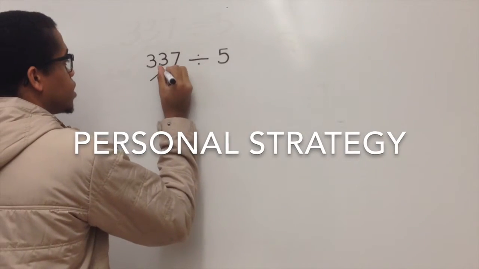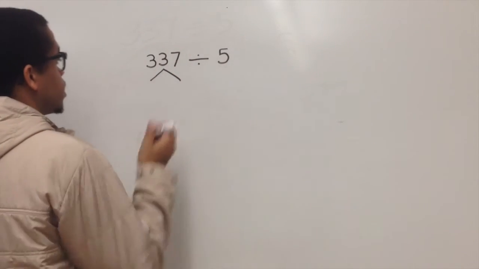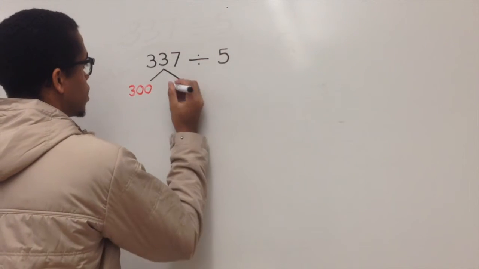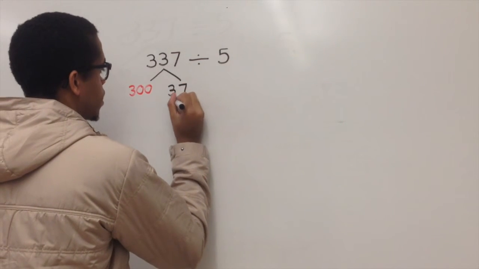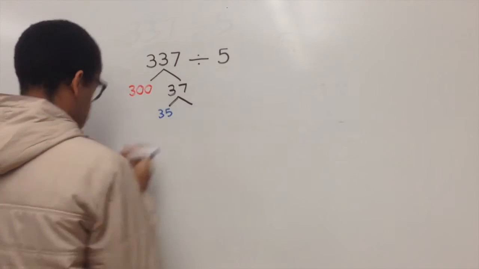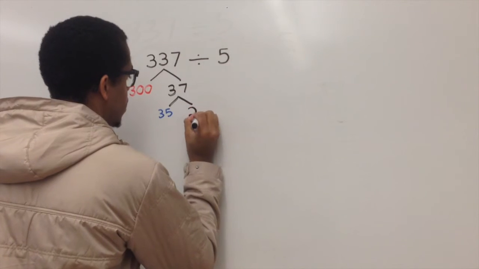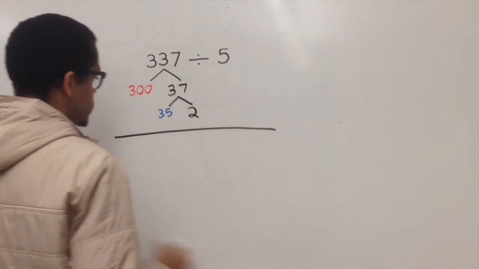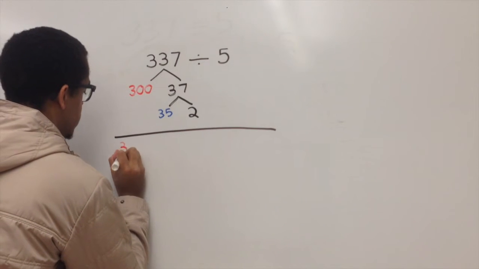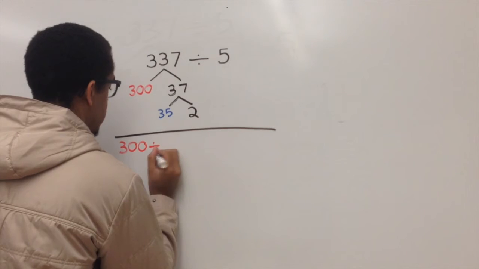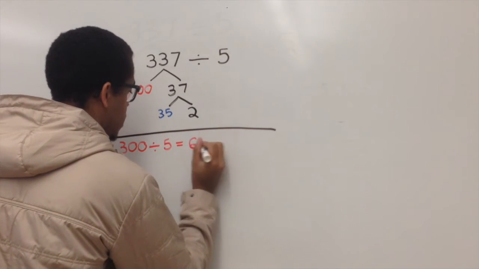Last but not least, we'll be solving the equation using one of my personal strategies. This time around, we'll be breaking down the dividend into simpler terms, making division a lot easier. Initially, we'll split the dividend of 337 into 300 and 37. 300 is ready to be divided by 5, but 37 can still use some work. Next, we'll split 37 into 35 and 2. Now we're ready to start dividing.